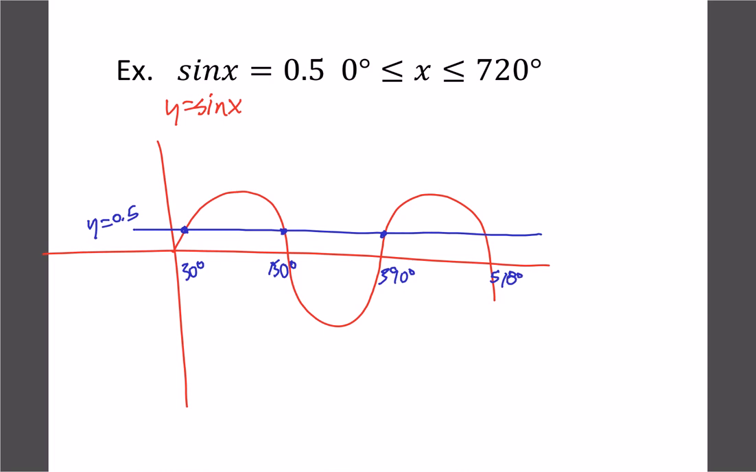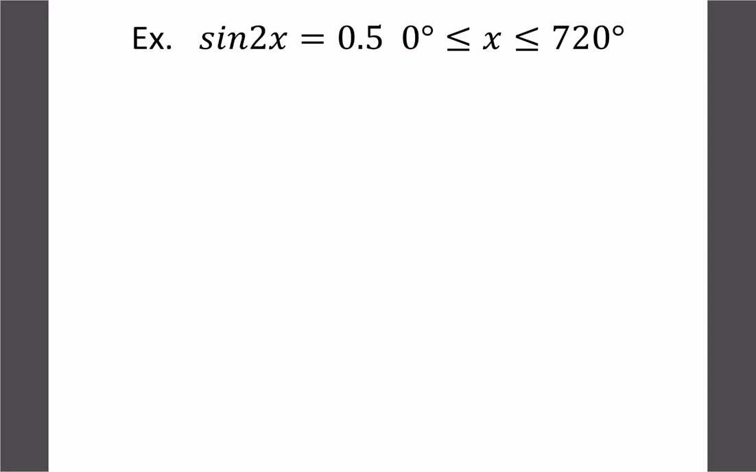Okay, so you get the idea that when you're solving these things by graphing, it's usually pretty easy. You just have to type in your equation, find your x-intercepts, or in this case, type in both equations and see where they cross. So let's try another one. Here we got sine 2x equals a half. So let's draw this one using two equations.